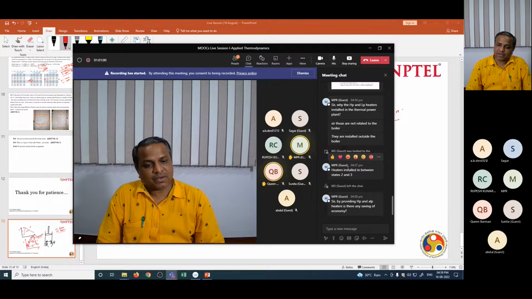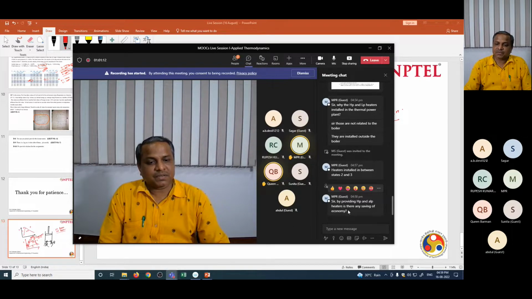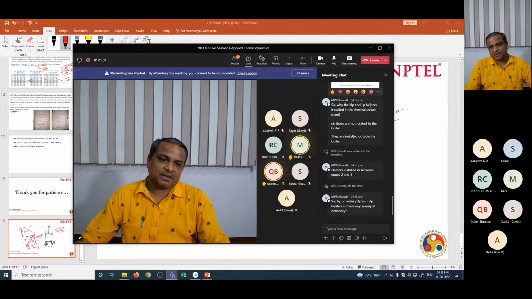Now, when we are looking at the heating systems at the high pressure zone, again it is being fed to these things. So through this process, why do we say there is a saving in economy? Because we can use the heat that comes out from the condenser for preheating the liquid water from the pump side. So that is the reason we say low pressure and high pressure heaters are different entities.